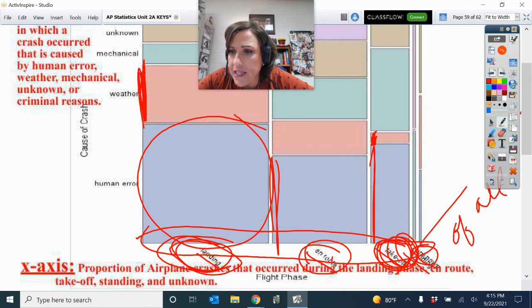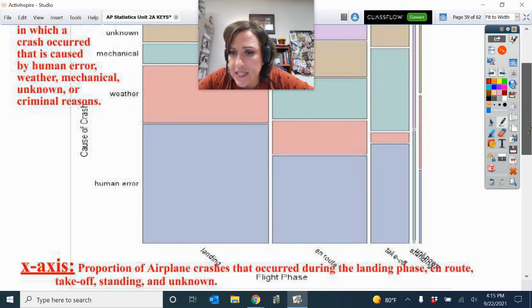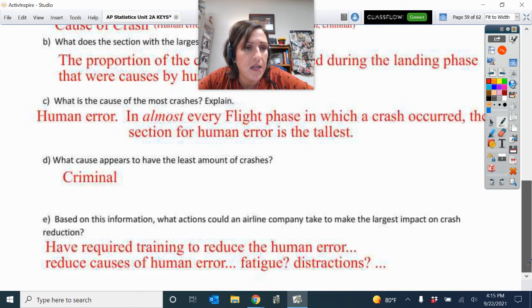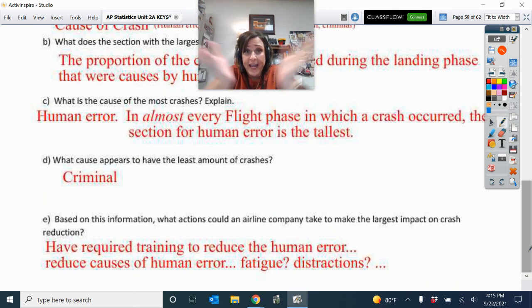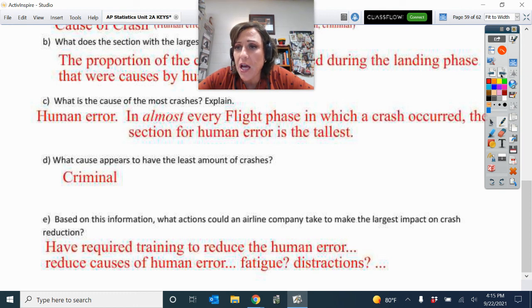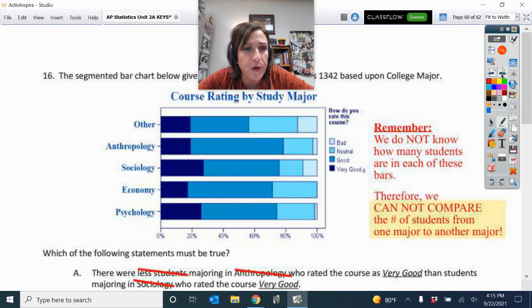Okay, and then the next questions. Criminal had the fewest crashes. Then they can decide what they need to do. It looks like they need to do more training to reduce that human error, but they might look into whether there are other things causing that human error. Is it fatigue? Is it distractions? What are the causes of that human error?